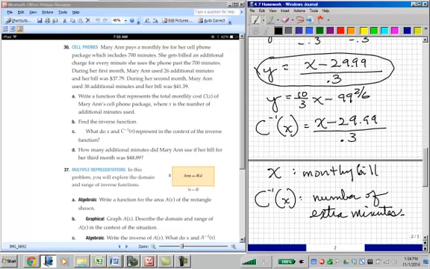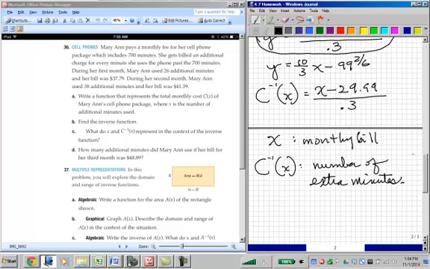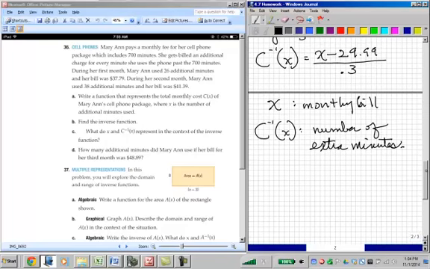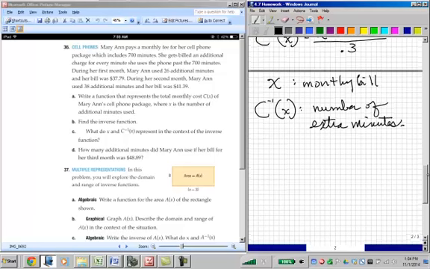Okay, so what is that? And then we give it the name of the inverse. So this is the inverse function for the number of extra minutes, and that's x minus 29.99 over 0.3. So x in this function represents the monthly bill, and the inverse of x represents the number of extra minutes in the context of the function.